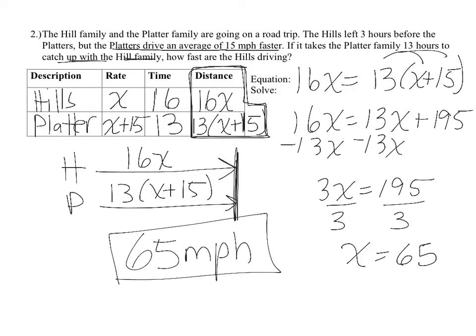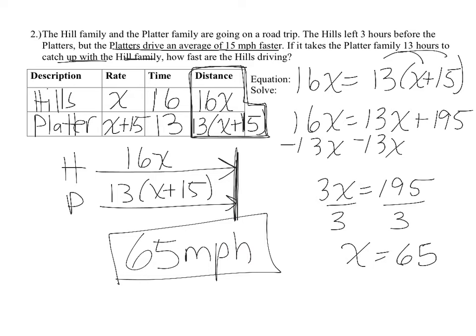Now, I could ask you several questions. If I asked you how fast were the Platters driving, well, the Platters are being represented by x plus 15. So you'd put 65 here. You just add 65 and 15, right? If I asked you how far they traveled, you would plug in 65 for x in here and do 16 times 65, and you get the same thing if you plugged in 65 here, because their distances are the same because they're going the same direction and they meet up.